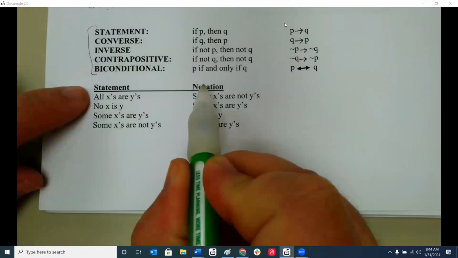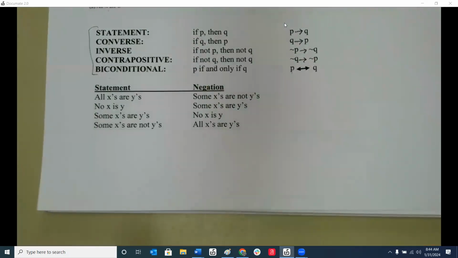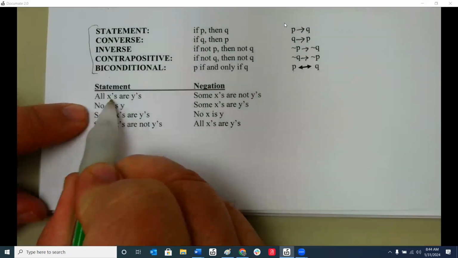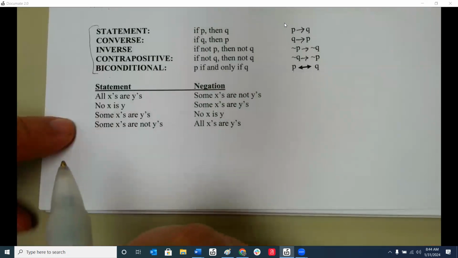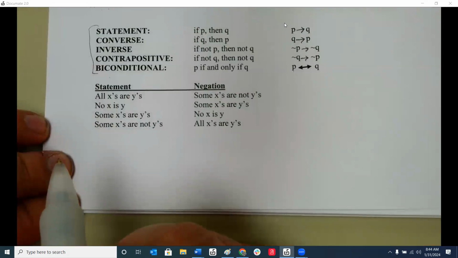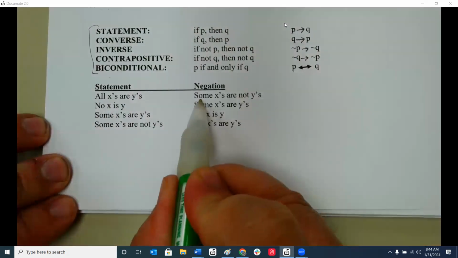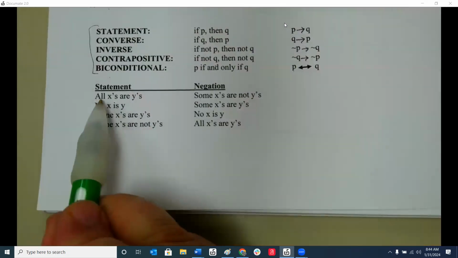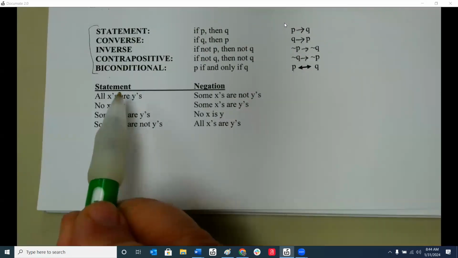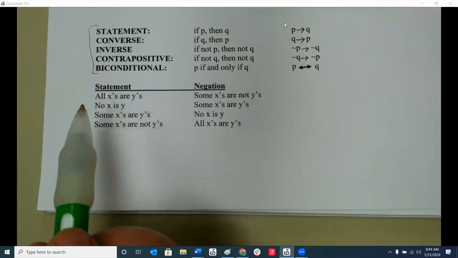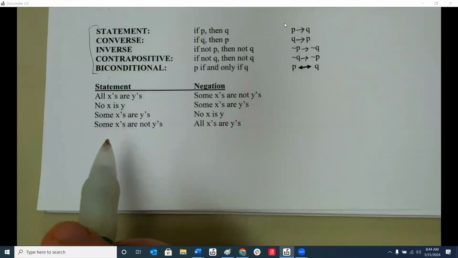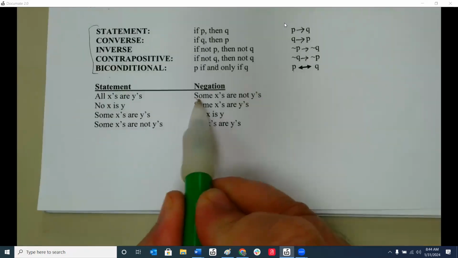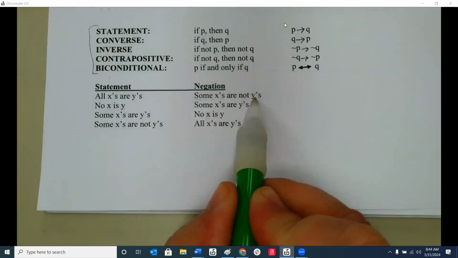Okay, here's a statement and its negation. These are universals. All x's are y's. The negation of that, some x's are not y's. Is that what you'd think it would be? The statement is all x's are y's. How would you negate that? When you negate it, you're making it false. Some x's are not y's.